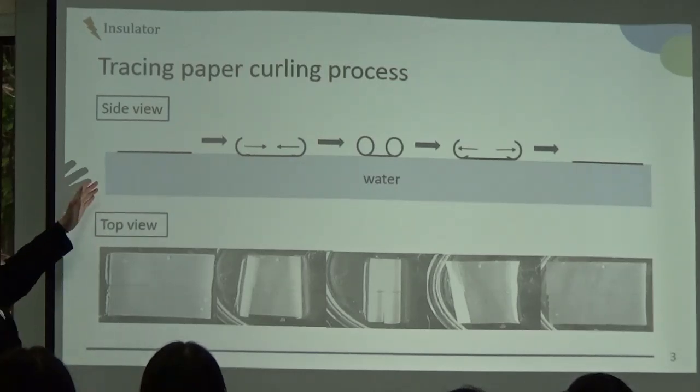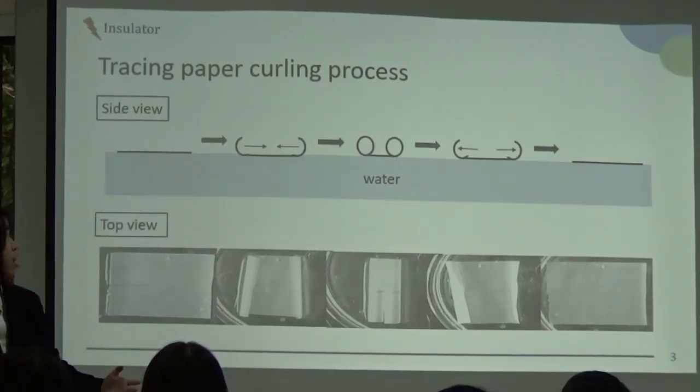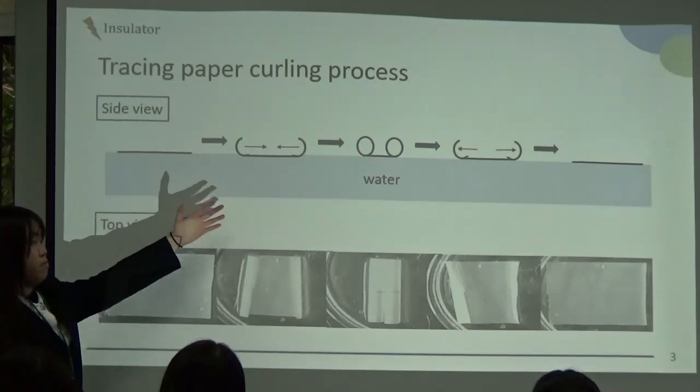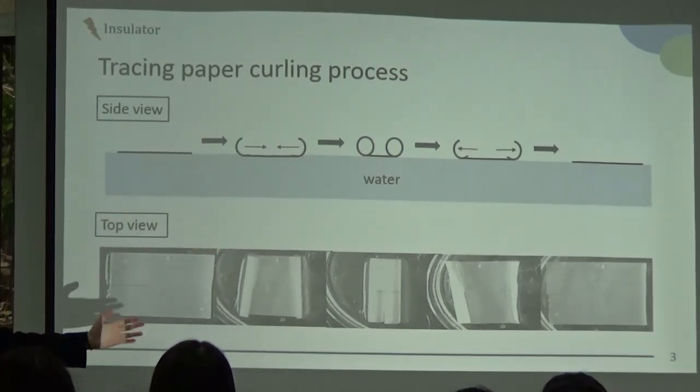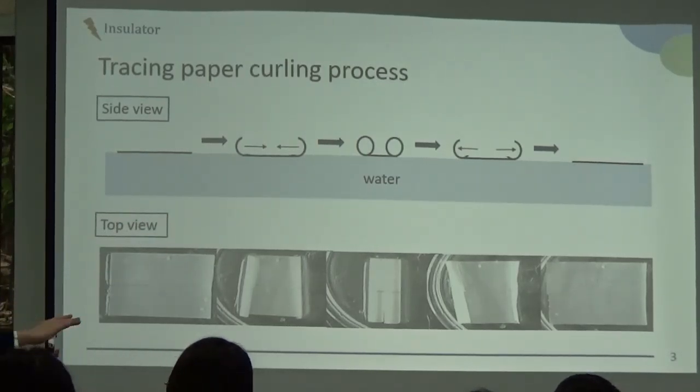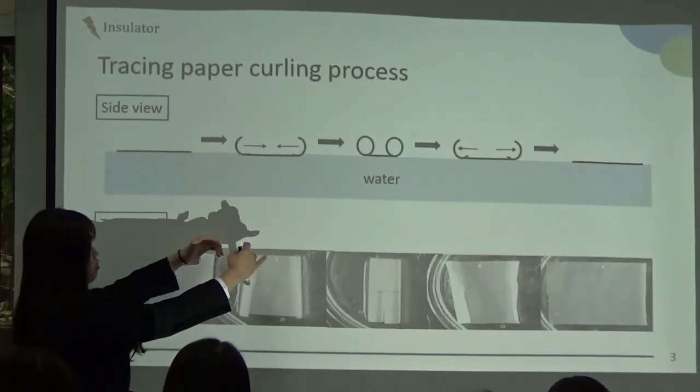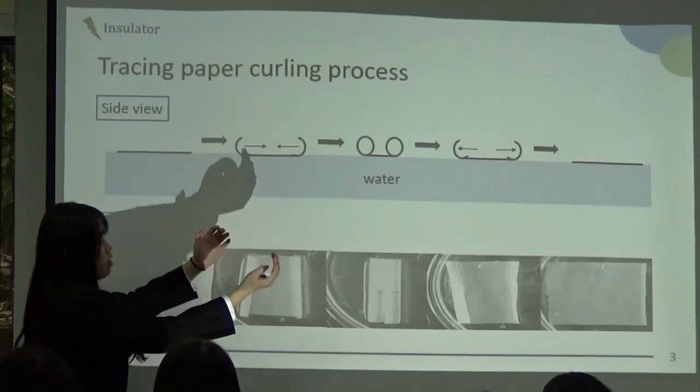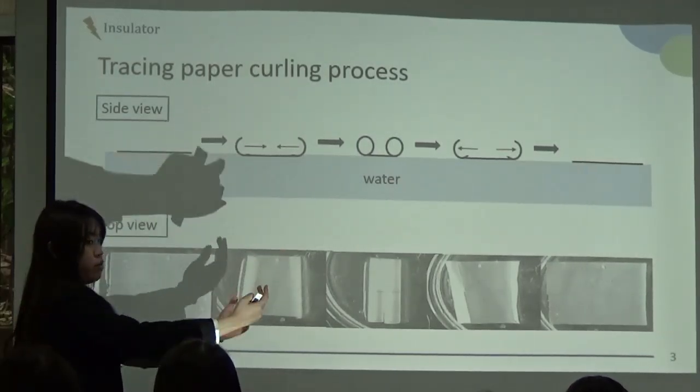So here I'll introduce the tracing paper curling process to you. This is a side view of the process, and this is a top view of the process. So you can see that at first the tracing paper is flat on the surface of water, and then it starts to curl, and then curls to maximum, and then uncurls and returns to flat.